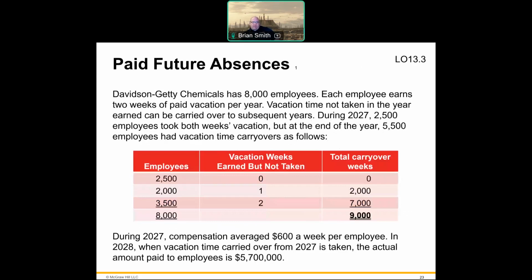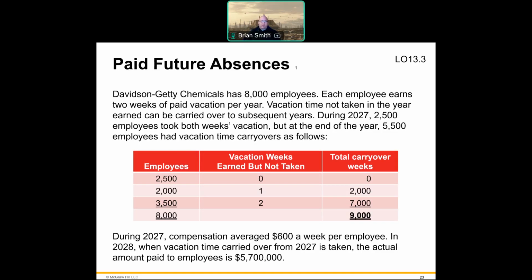So if we have, let's see, this chemicals company has 8,000 employees, each employee earns 2 weeks of paid vacation per year. Vacation time not taken in the year earned can be carried over to subsequent years. During 2027, 2,500 employees took both weeks vacation. But at the end of the year, 5,500 employees had vacation time carryovers as follows: 2,000 employees had 1 week, 3,500 had 2 weeks that they did not take.